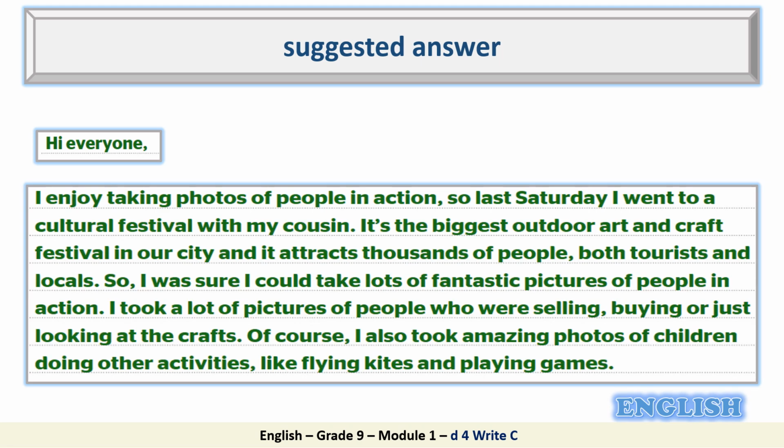Hi everyone. I enjoy taking photos of people in action. So last Saturday I went to a cultural festival with my cousin. It's the biggest outdoor art and craft festival in our city, and it attracts thousands of people, both tourists and locals. So I was sure I could take lots of fantastic pictures of people in action.